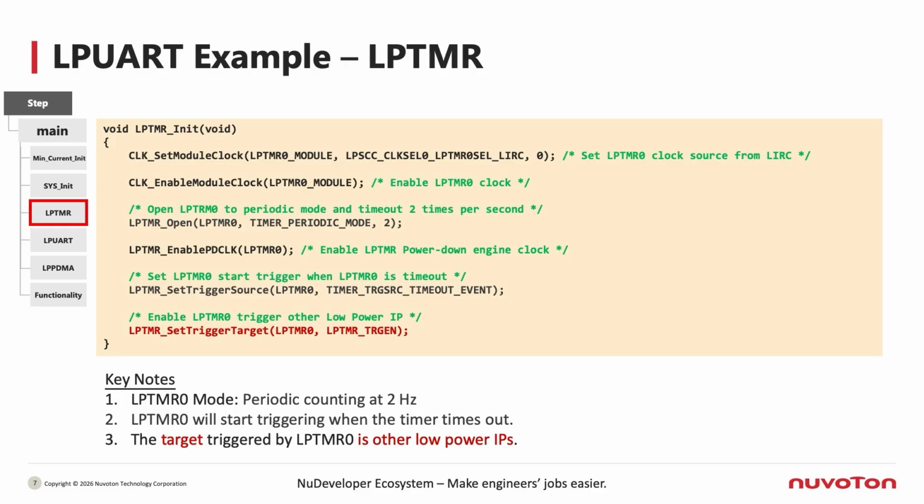Here, we set the timer to run in periodic mode, so it counts once every 500 milliseconds. Each time the timer reaches the end of its count, it automatically generates a trigger. This trigger is used to start the low power UART data transmission, so the data can be sent out regularly without needing the CPU to step in. In other words, the timer acts as the heartbeat of the system, driving UART transfers at fixed intervals while keeping the system in a low power state.